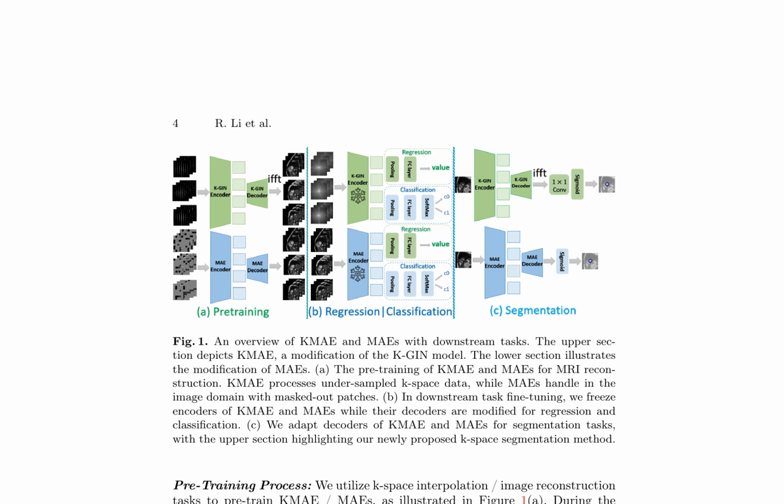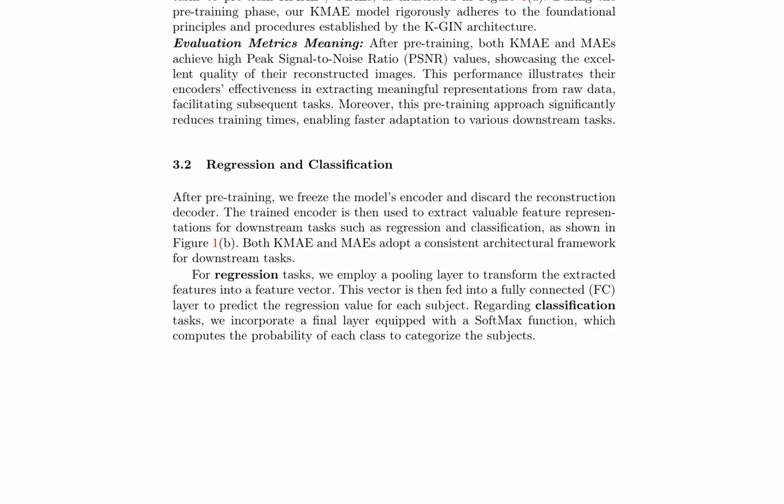For regression and classification tasks, the pre-trained encoder is used to extract valuable feature representations. The architectural framework remains consistent across both KMAE and MAEs. In regression tasks, a pooling layer transforms the extracted features into a feature vector, which is then fed into a fully connected layer to predict the regression value for each subject. For classification tasks, a final layer with a softmax function computes the probability of each class to categorize the subjects.